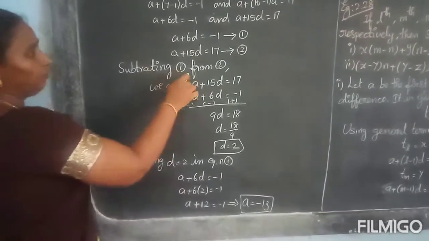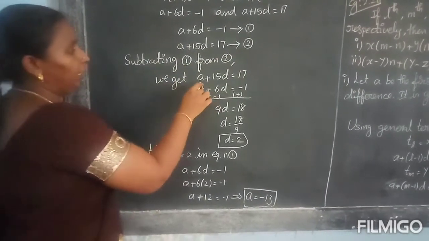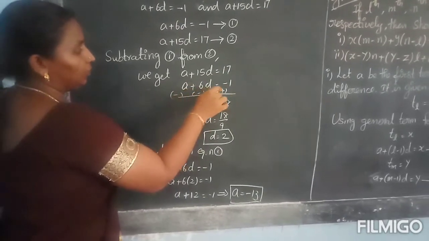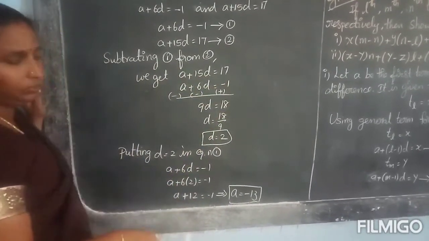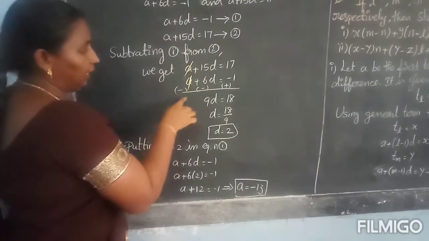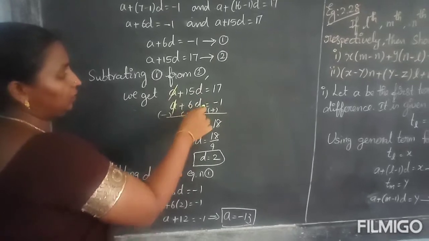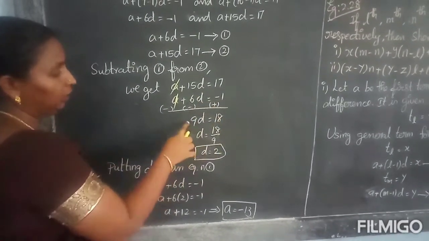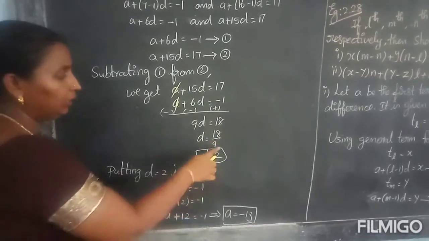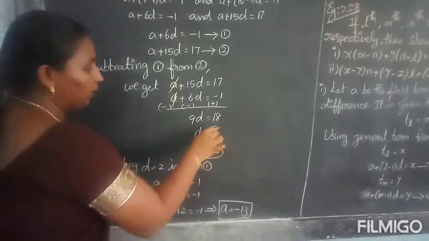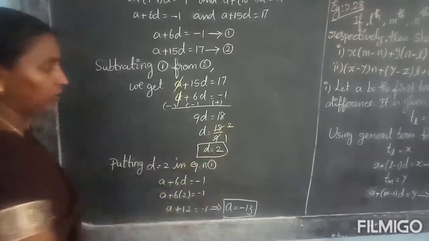So subtracting 1 from 2. We get A plus 15D equal to 17. Write the first equation, A plus 6D equal to -1. We are going to subtract, then only the A will be cancelled. So both the A will get cancelled. 15D minus 6D equals 9D, and 17 plus 1 equals 18. Send this 9 to the right hand side. We will get D equal to 18 divided by 9. 9 ones are 9, 9 twos are 18. So we will get the D value as 2.